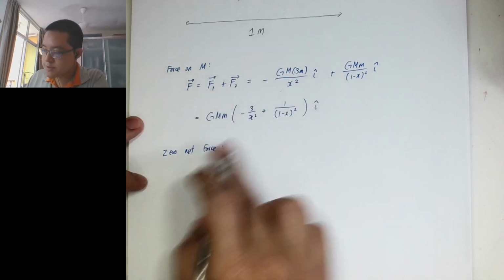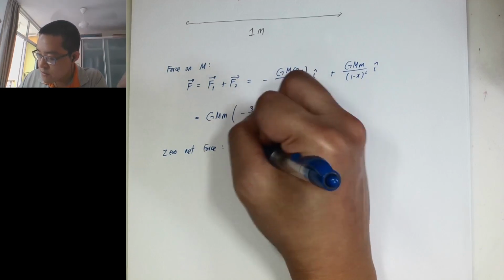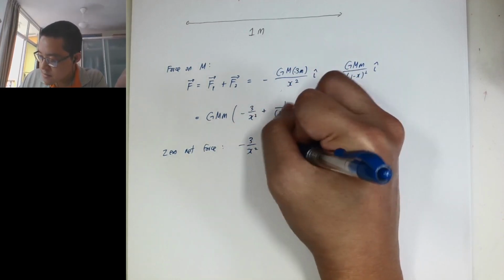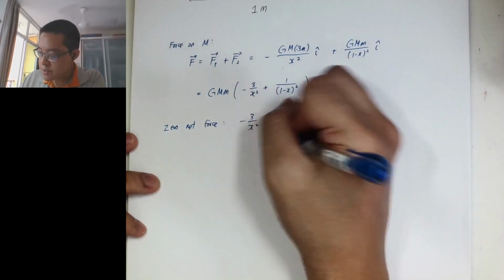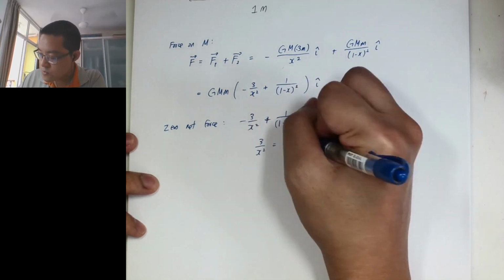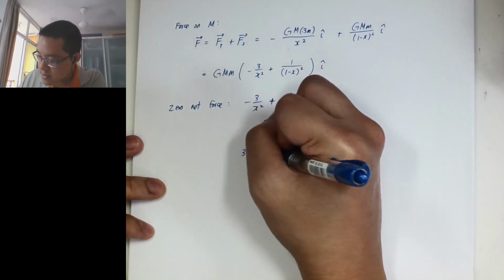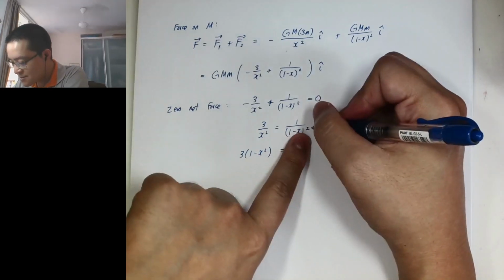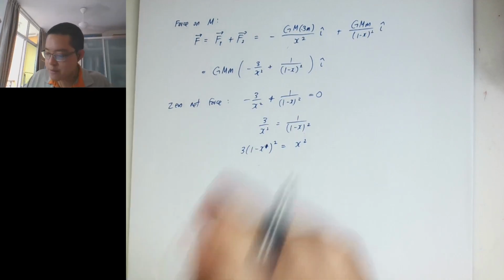So zero net force means I want this thing to be 0, which is to say that 3 over x squared plus this thing, I want this to be 0, right? So let me try to simplify this a bit. I got 3 over x squared equals this thing squared, which is to say 1 minus x squared equals x, hang on, this one must be careful. The square is outside, right? Because I need to open the bracket later.